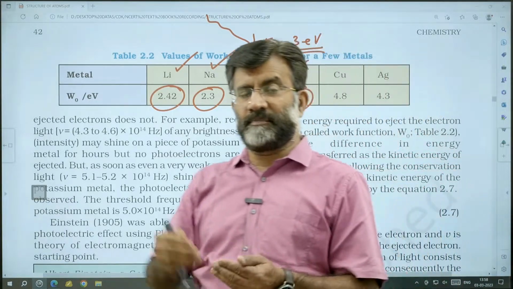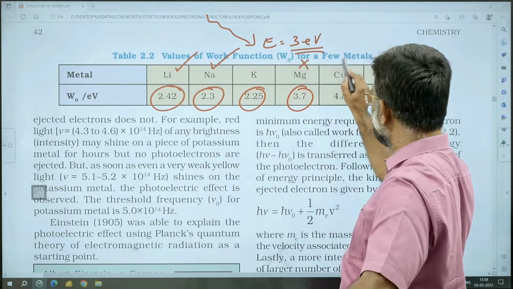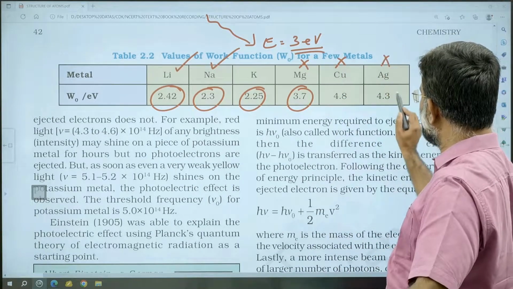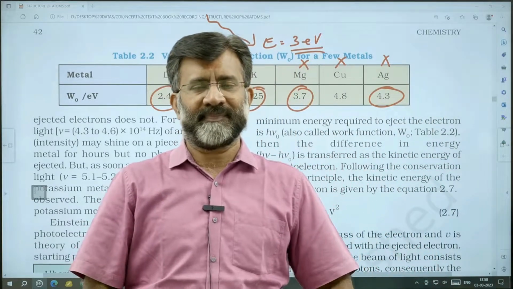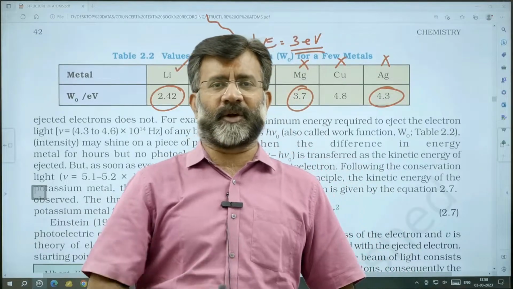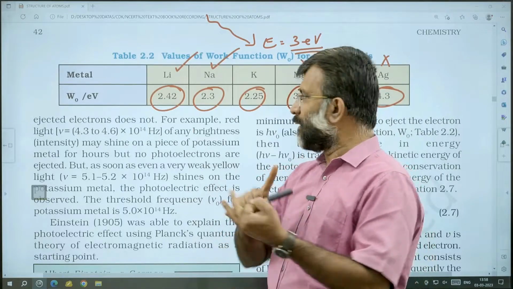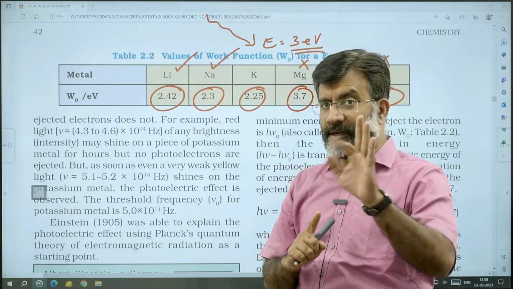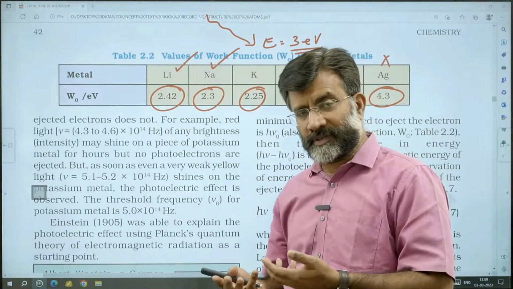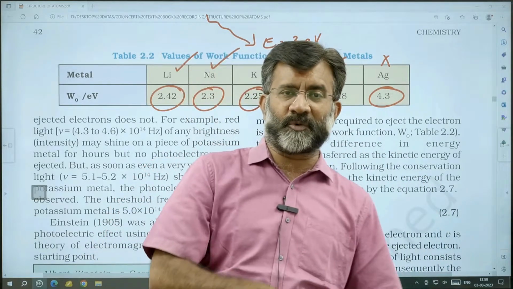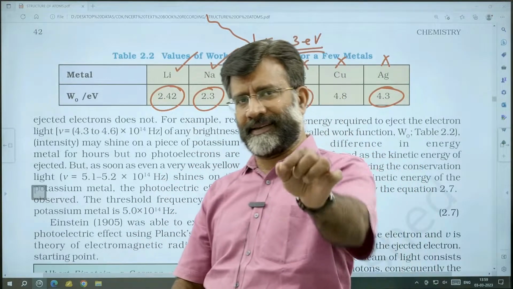So the energy given by the radiation is less than what is actually required. What about copper? No. What about silver? No, because the minimum required is 4.3, and we are supplying a radiation energy equal to 3. So if we are supplying a radiation of 3 electron volt, lithium, sodium and potassium can show photoelectric effect, magnesium, copper and silver cannot. You can expect these kinds of conceptual questions and many numerical questions from this area. Please, we need to practice. We are going to practice in detail in the classes.